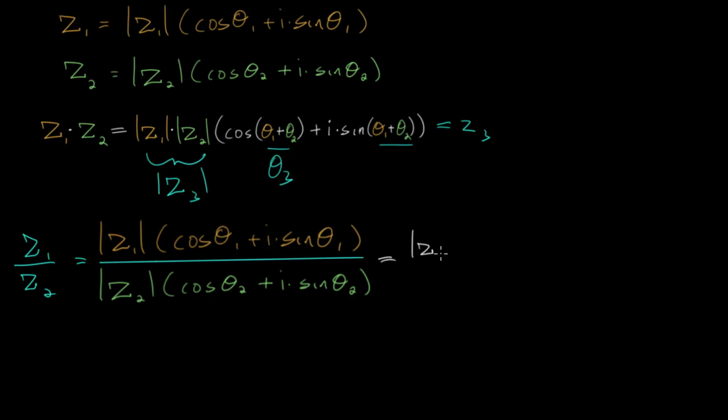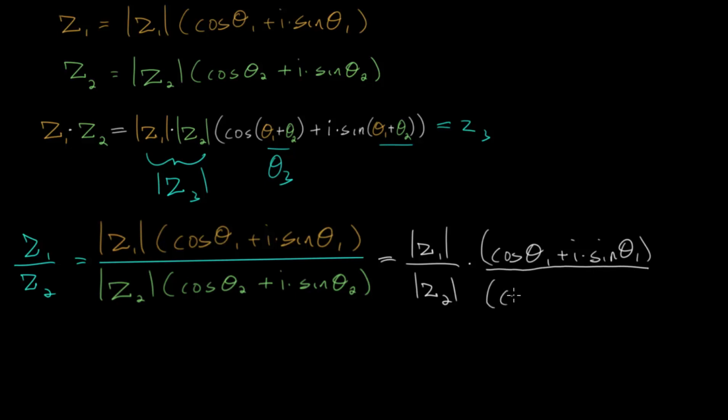We have magnitude of Z1 divided by the magnitude of Z2, and we have the expression for essentially the direction of Z1, cosine theta 1 plus i times sine theta 1, and we will divide all of that by cosine theta 2 plus i times the sine of theta 2, essentially the expression for the direction of complex number Z2.